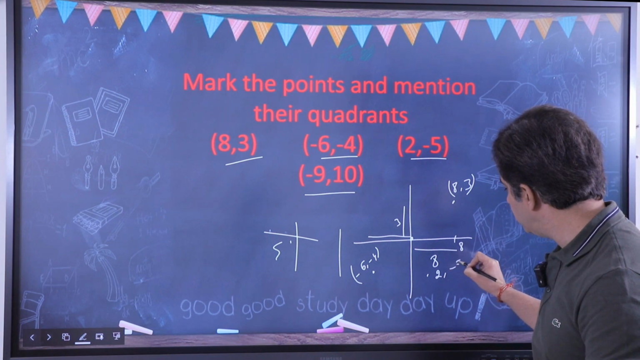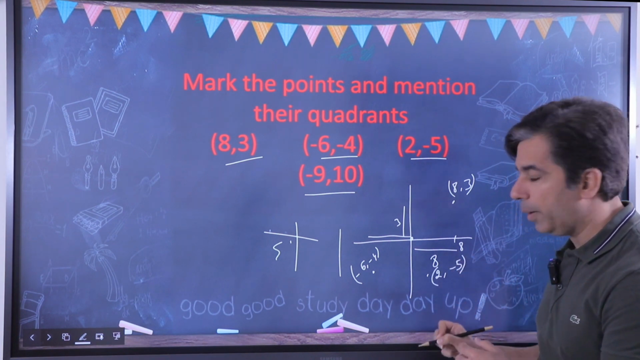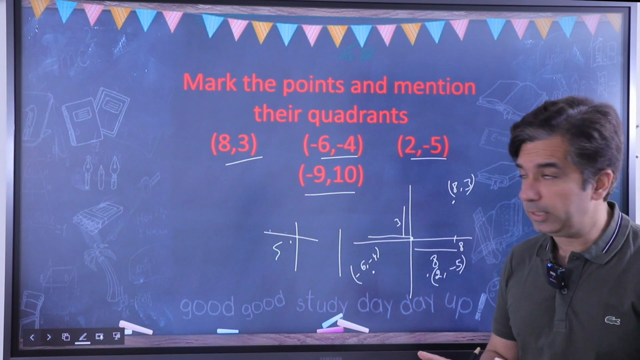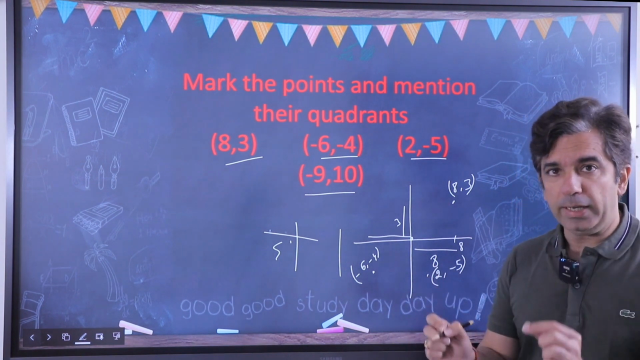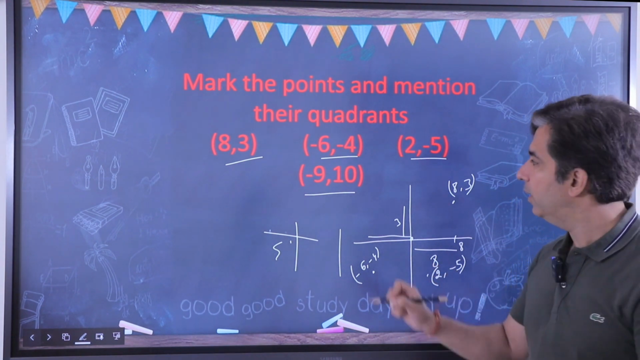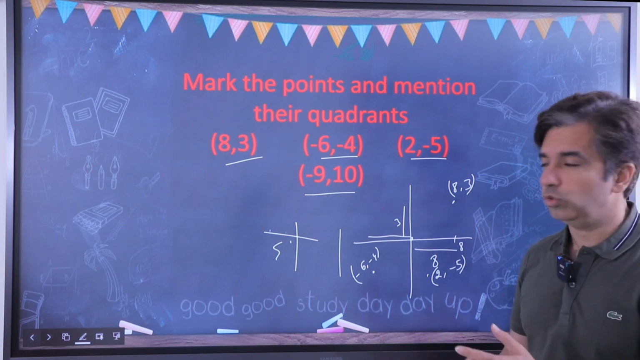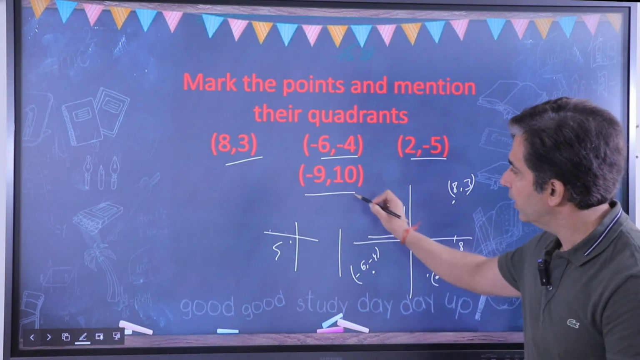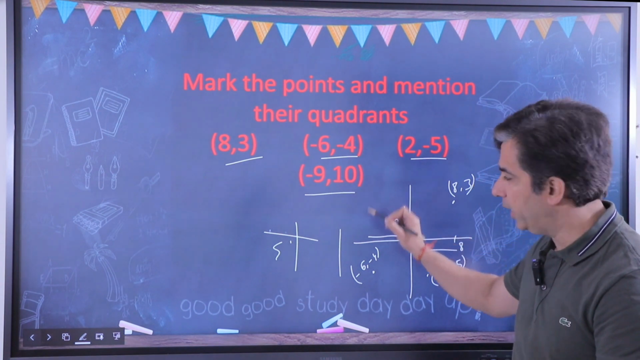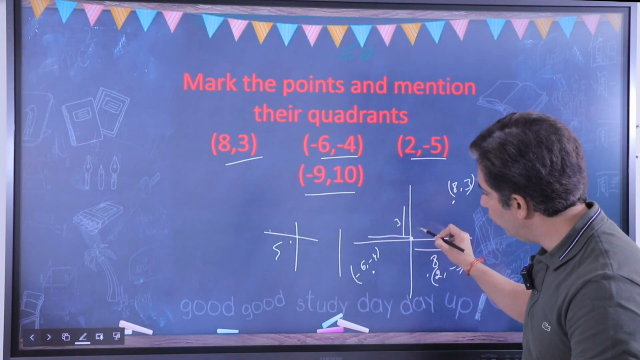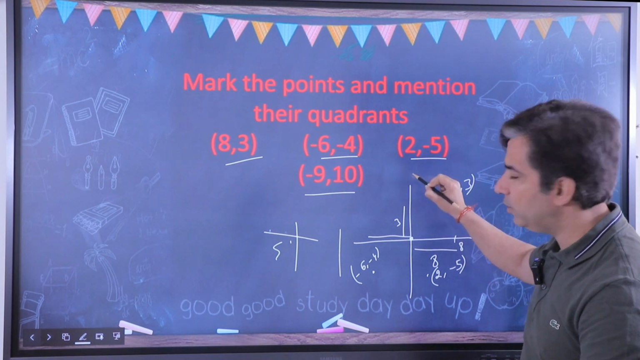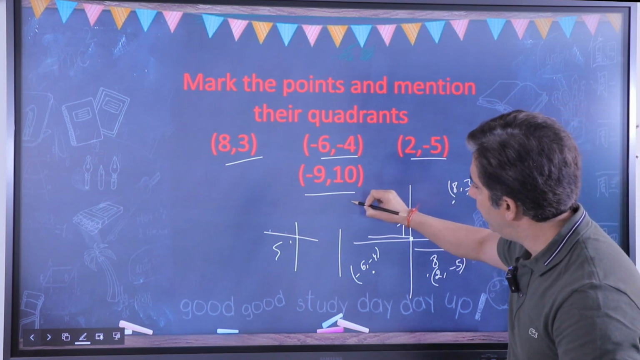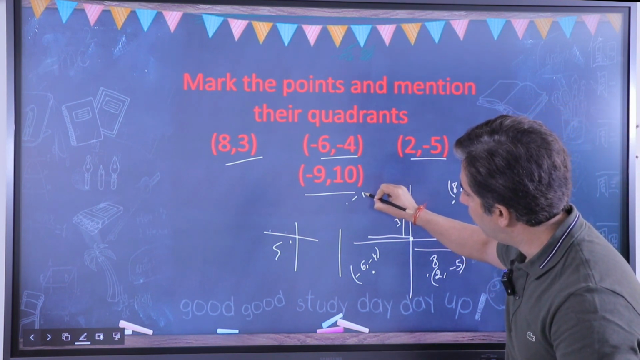I'm not going specifically by the distances. For this question, the main task is to make you understand the location of the quadrants. That's why I'm not going much into the depth of distances. Next is minus 9, 10. Minus 9 means we have to move on the left side and 10 means upwards. So somewhere here it would be minus 9, 10.